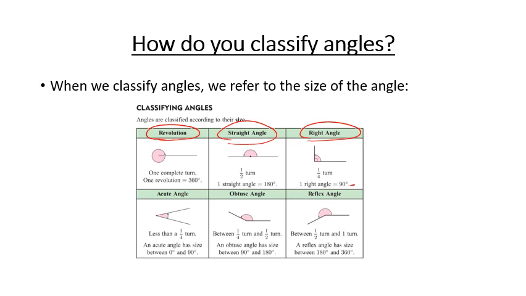Anything less than 90 degrees or anything less than a right angle is called an acute angle. So that's an angle that's less than 90 degrees. An angle that is between a right angle and a straight angle, or between 90 and 180 degrees, we call an obtuse angle. And anything that is greater than 180 degrees or greater than a straight line, but not a full revolution, or we can say between 180 degrees and 360 degrees, we call a reflex angle.